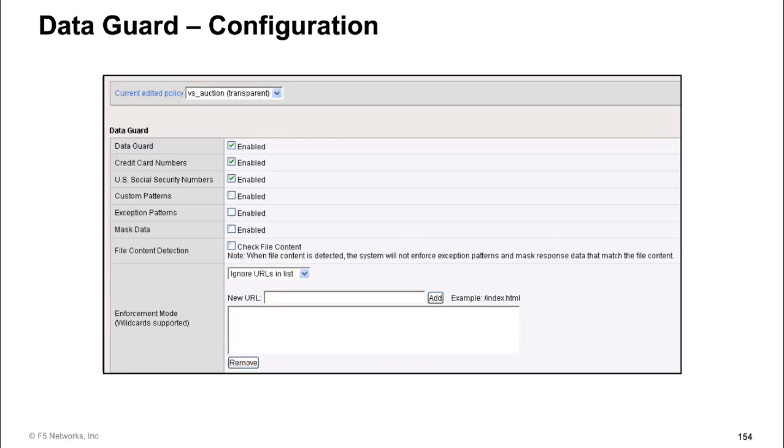So you enable data guard, then by default, it's going to enable credit card number matching and U.S. Social Security number matching. And you can also mask that data. You can either mask the data or block the response. Either one, you can't do both. Either mask the data in the response or block the response. Most customers will mask the data in the response versus blocking the entire response.